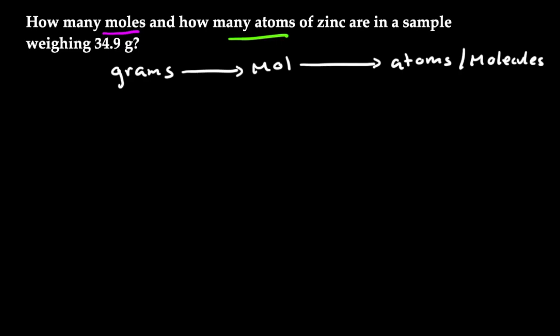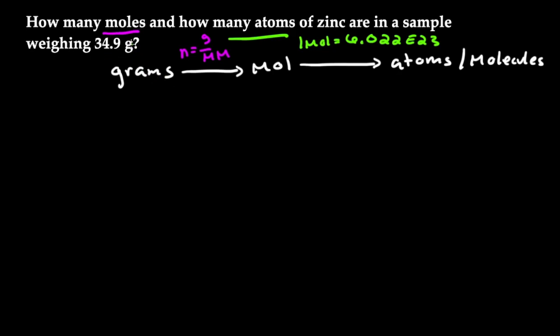But in order to go from something like a gram to a mole, you're going to use this equation. You're going to use the equation that a mole is going to be the grams divided by the molar mass. And then to go from a mole of anything to an atom or molecule, you're going to do that 1 mole is going to be equal to 6.022 times 10 to the 23rd power.